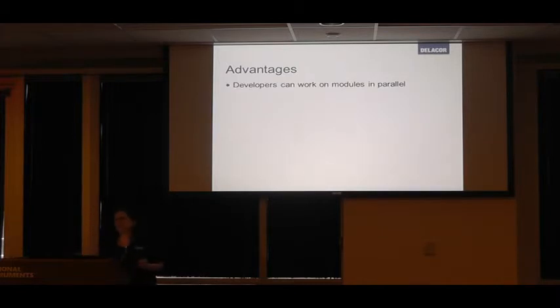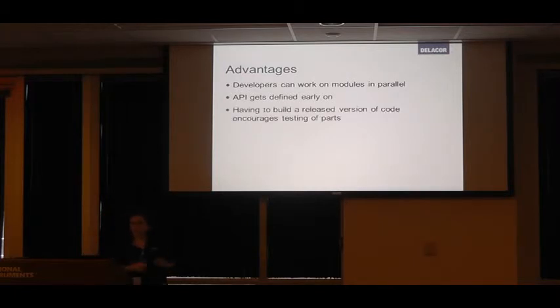Developers can work on modules in parallel, right? An API gets defined early on. I already mentioned that. Having to build a release version of code encourages testing of parts. One of the biggest pushbacks that I get when we implement something like this in teams is, "But Fabiola, you're making me inefficient, right? I want to just do a quick change here, test it, and then I'll build it again."